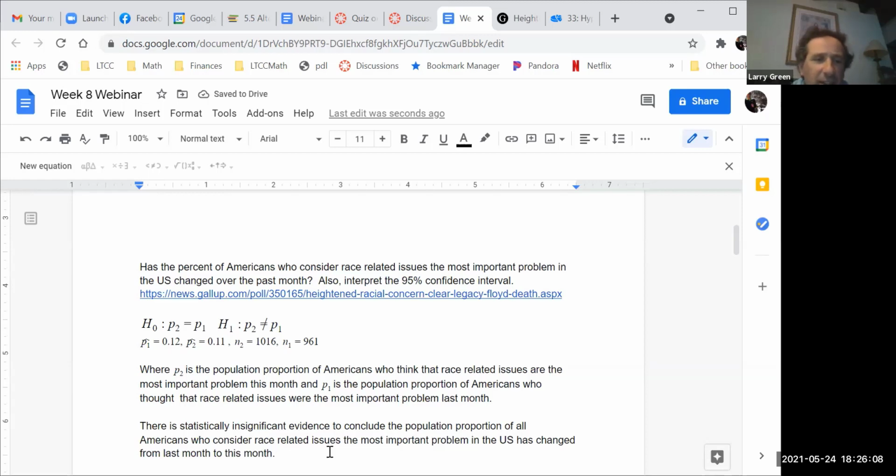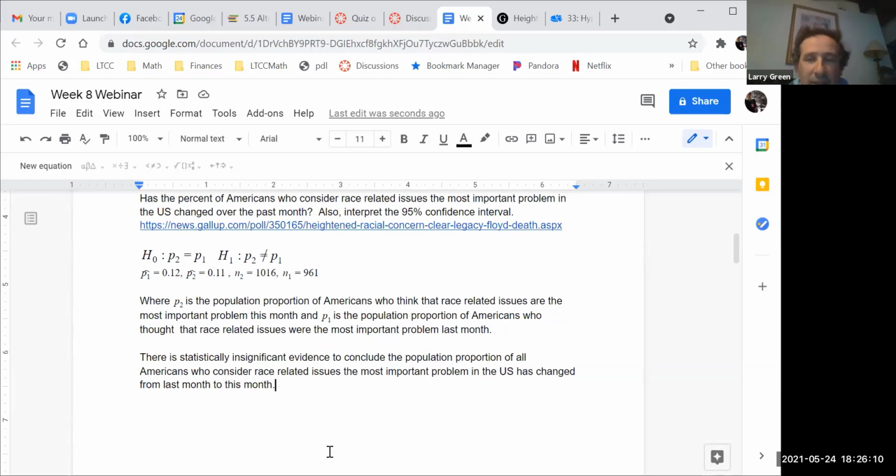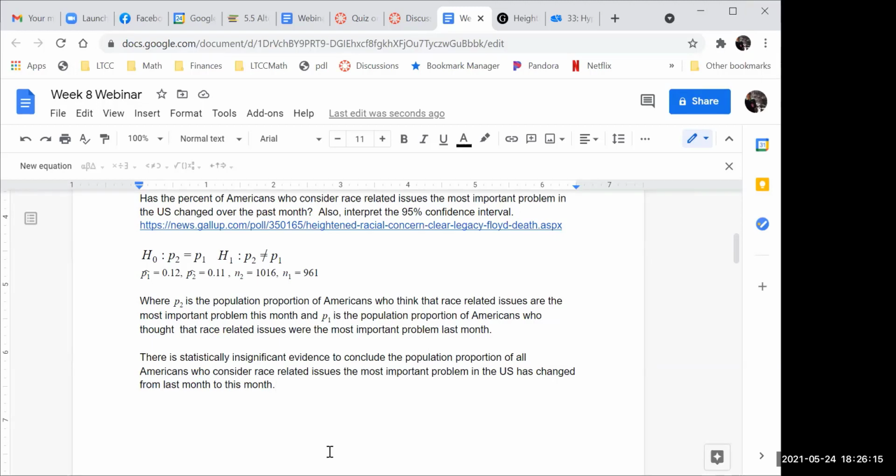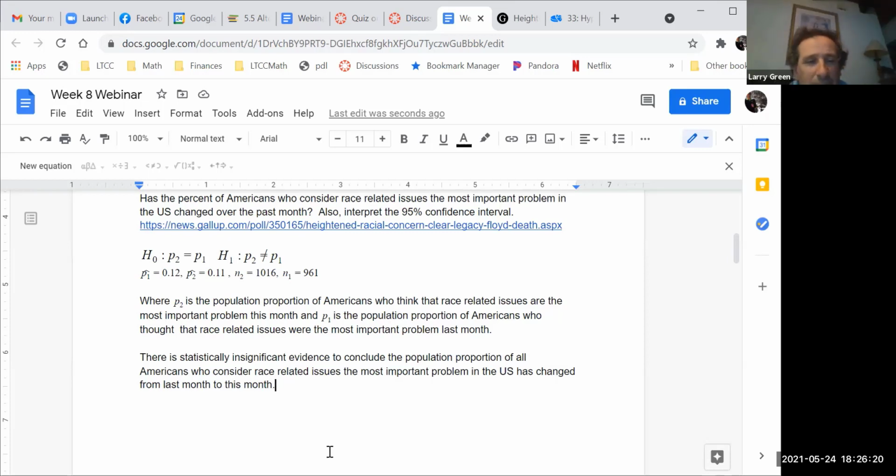Okay, is this feeling very similar to what we did last week? Hopefully you say yes. The big difference is we have two proportions instead of one, but it's really exactly the same process. So that's a good thing. Once you totally understand hypothesis testing, then there's just little tweaks that you do to be able to do whatever you need to do. Any questions on this? Okay, I'm not going to type it all out, but same idea with the p-value.